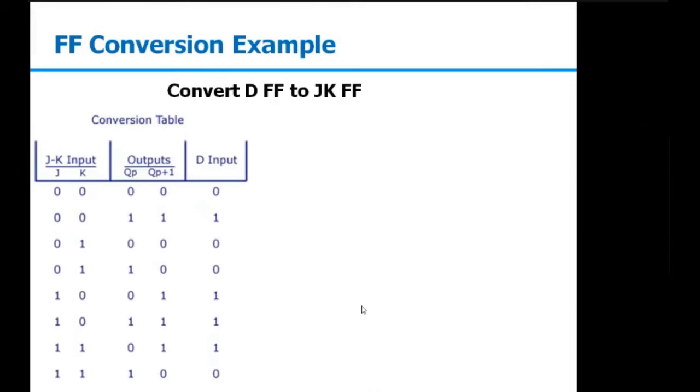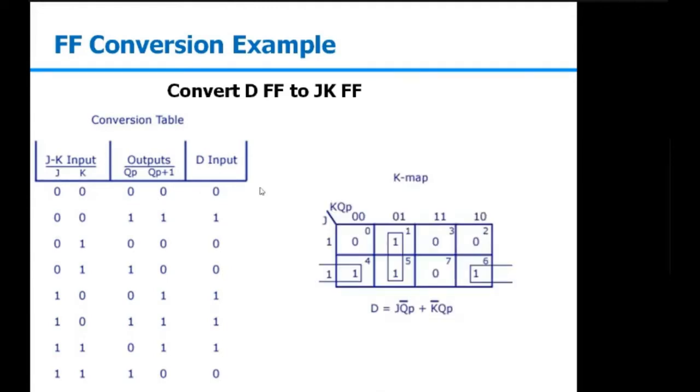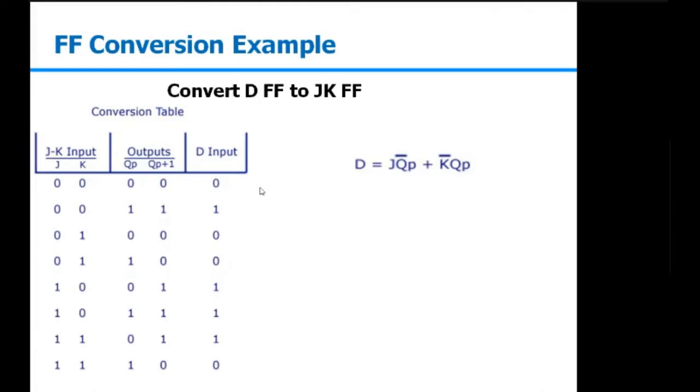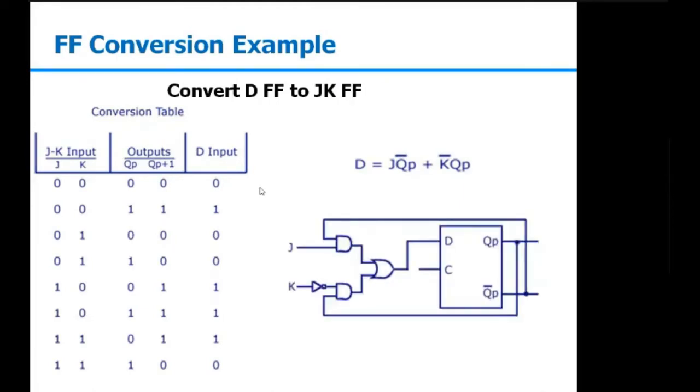So this is my conversion table. The combined table we call a conversion table, in which we have the characteristic table and excitation table. Then we have solved the K-map. Here D is equal to J Qn bar plus K bar Qn. And this will be the circuit.